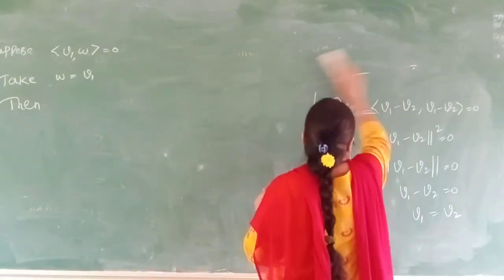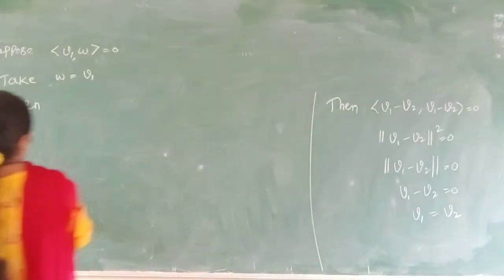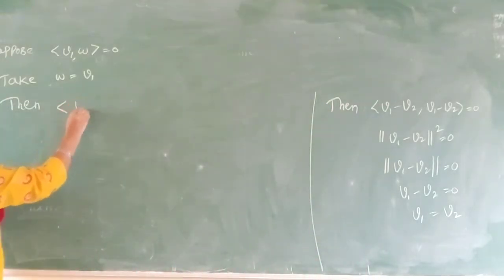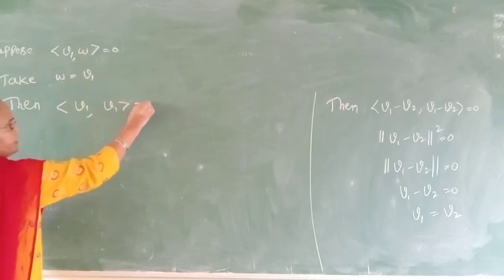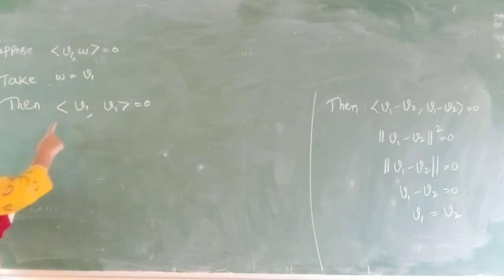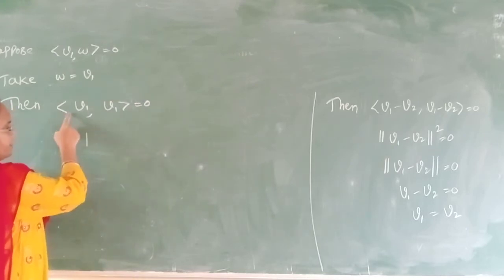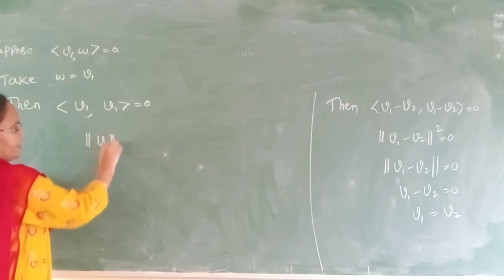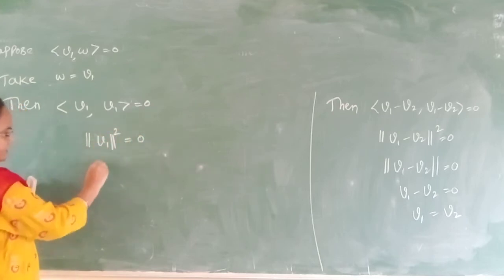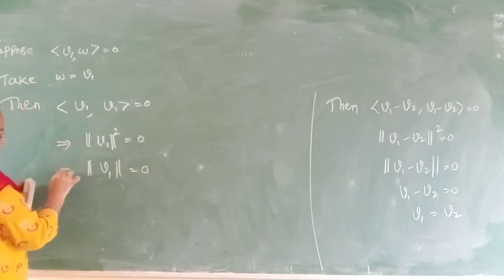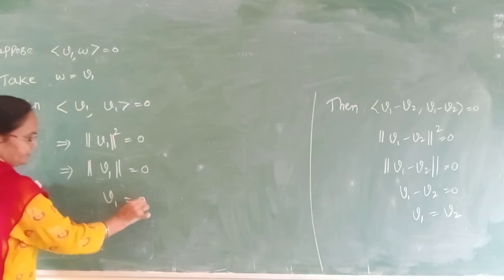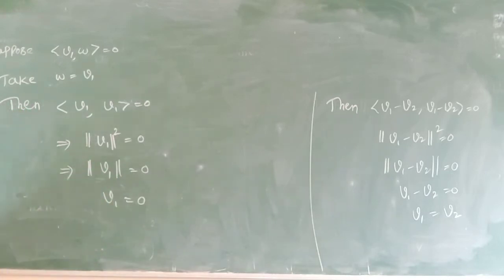So then the inner product of V1 comma, in place of W we have to take V1, equals 0. Again, the inner product of V1 with V1 is norm V1 squared equals 0. Then norm V1 is equal to 0. Then V1 is equal to 0. These two are our required cases in this lemma. Is it clear?